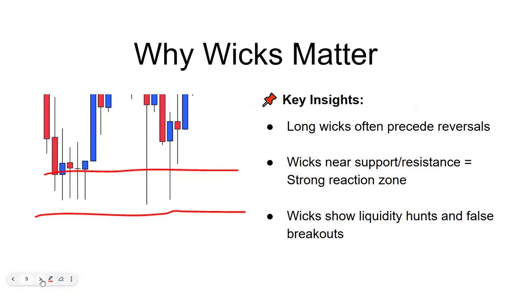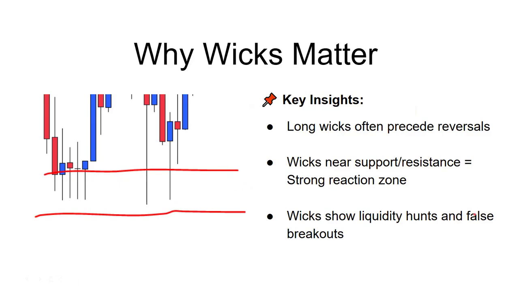Now, the insight we're going to look at this week is that long wicks often precede reversals. Whenever we have a very long wick here, what follows suit? Reversal. So they often precede reversals. After you see them and there are confirmations, you're probably going to see what we call reversals at those zones. Wicks near support and resistance are strong reaction zones. Wicks that are close to support and resistance are strong reversals or strong reaction zones.